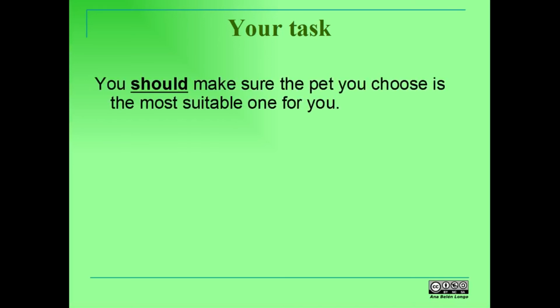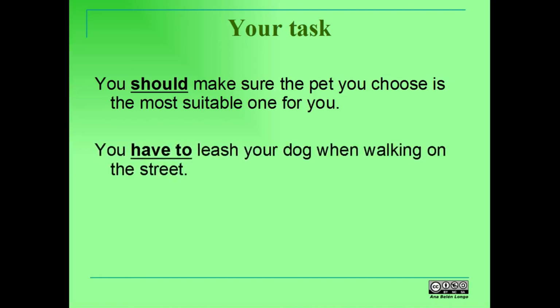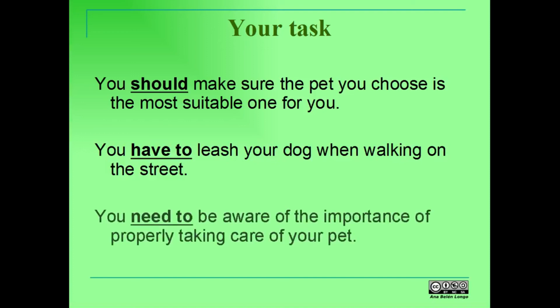Now, with all this information, you can already start writing your guide. Remember, you will need to give advice. You should make sure the pet you choose is the most suitable one for you. And also talk about laws and regulations. You have to leash your dog when walking on the street. And specify what's necessary to have, buy, do, etc. You need to be aware of the importance of properly taking care of your pet. Be careful about the words you use so that you convey exactly what you want to.